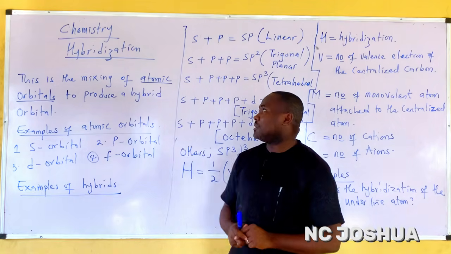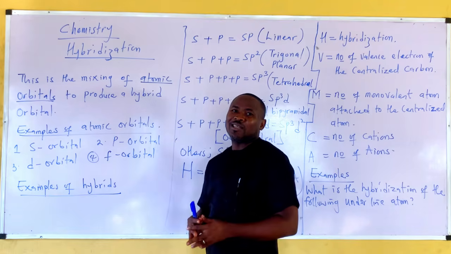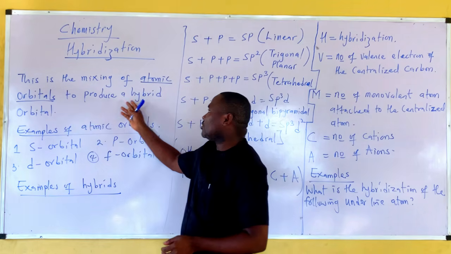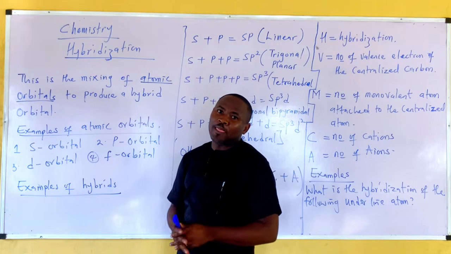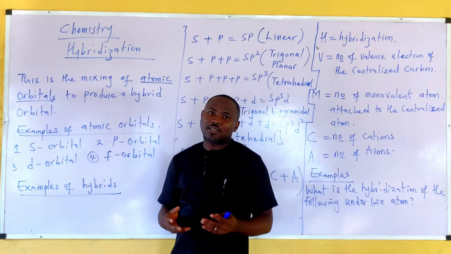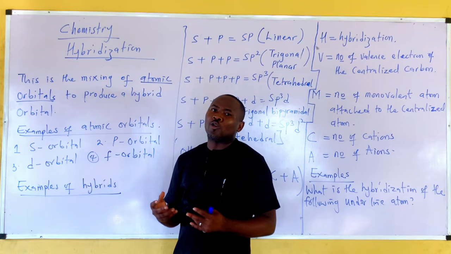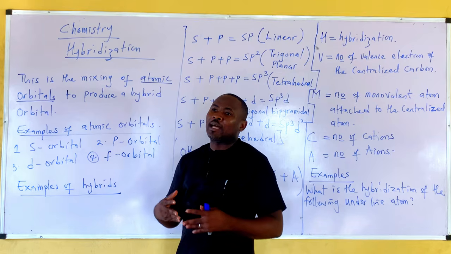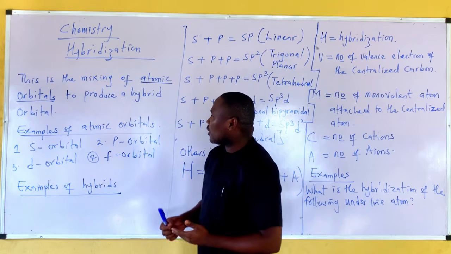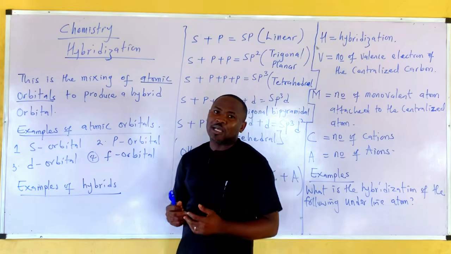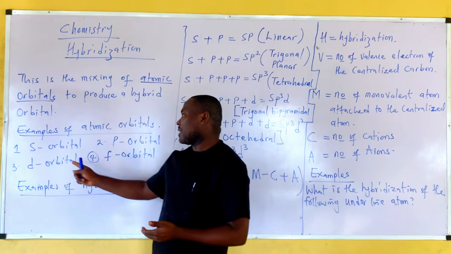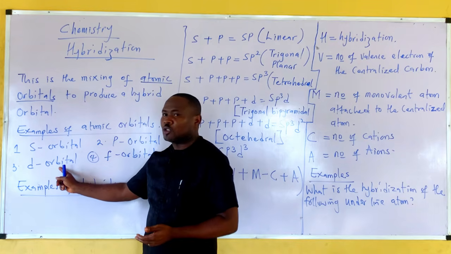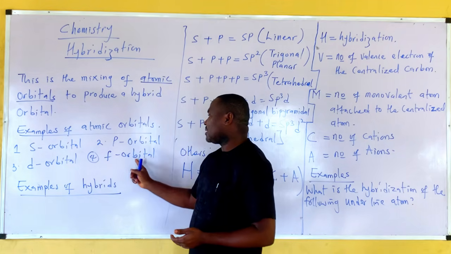Today we'll be looking at hybridization. What is hybridization? A simple definition is the mixing of atomic orbitals to produce a hybrid orbital. It means that the atomic orbitals that we have are unhybridized, so in mixing them, we now have a hybrid. Examples of such atomic orbitals that we can mix are the s orbital, the p orbital, the d orbital, and the f orbital.